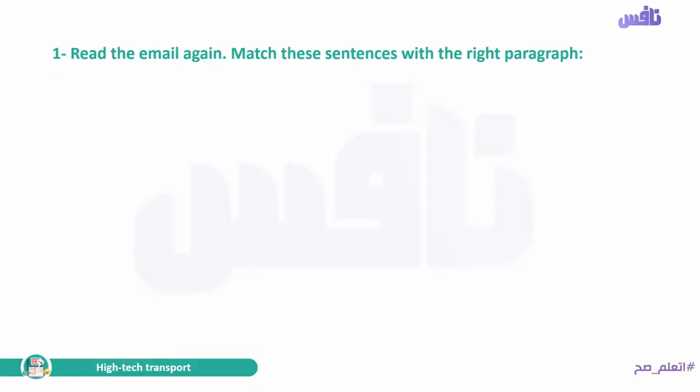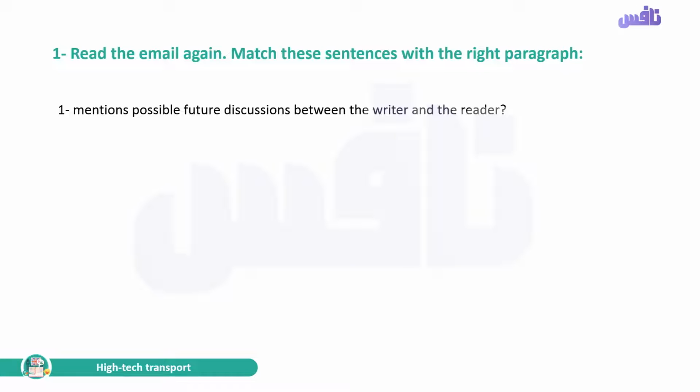Now let's answer the question. Match these sentences with the right paragraph. We have many sentences. We are going to match them with the right paragraph. Number 1 mentions possible future discussions between the writer and the reader. We are going to know which paragraph says this sentence. It will be paragraph E.